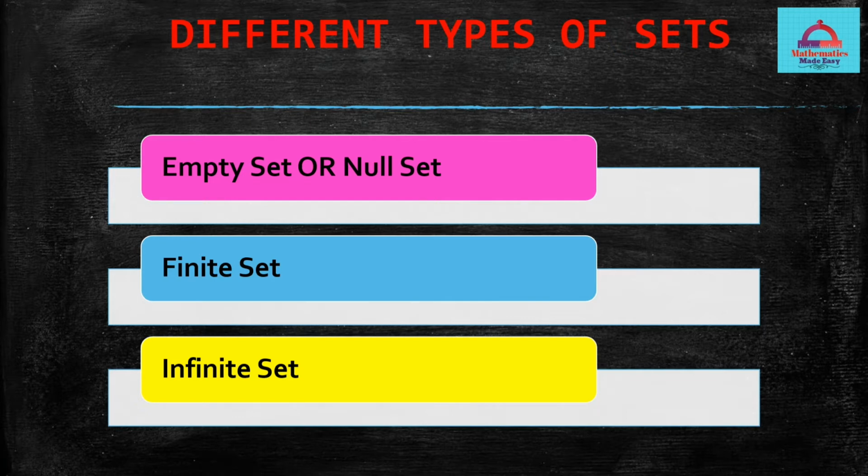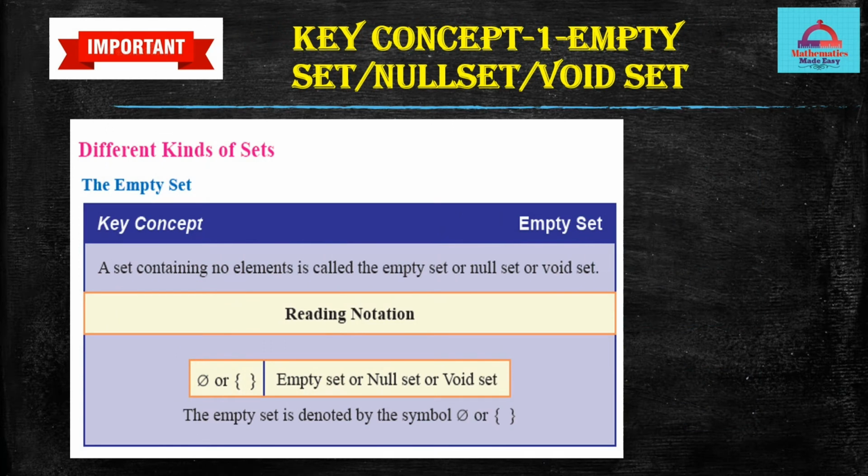So let's begin in detail with the first set now, which is empty set or null set or void set. This is the easiest set of all, and as the name suggests, this set is going to be empty. When I say this set is going to be empty, what I mean is that this set will not have any element. So a set which contains no elements is said to be an empty set or a null set or a void set. These are three different names for the same thing. So don't get confused if you see the name null set or void set in a question. Remember, it is just the same as the empty set.